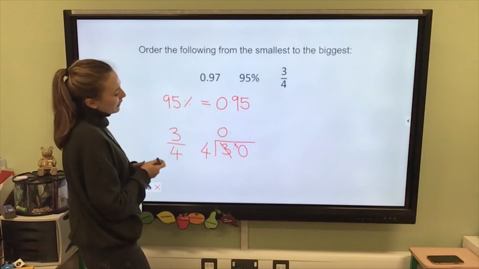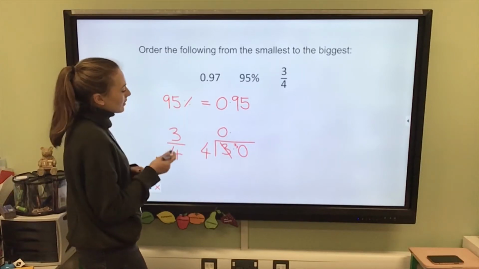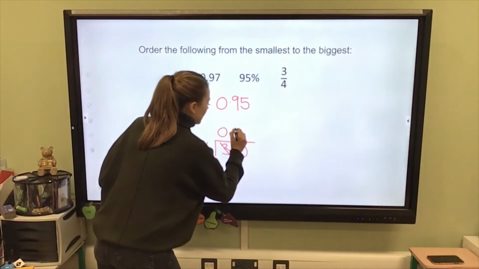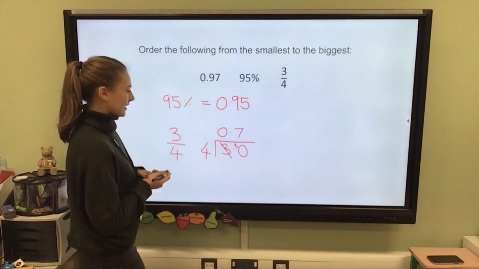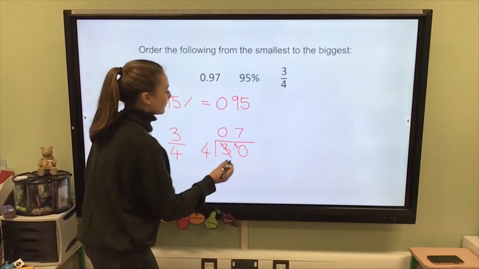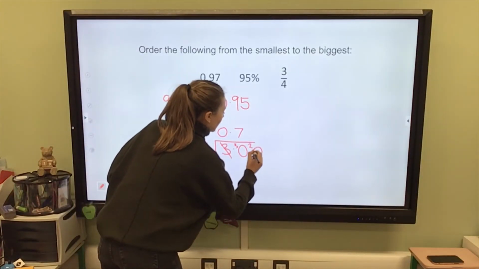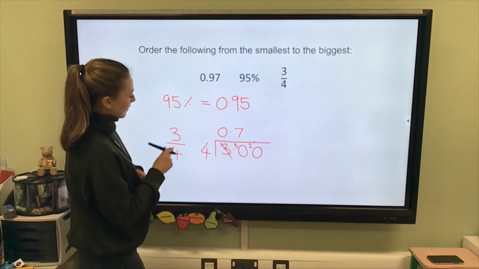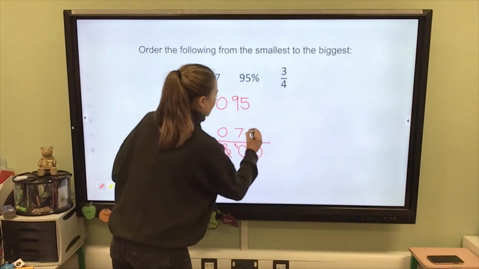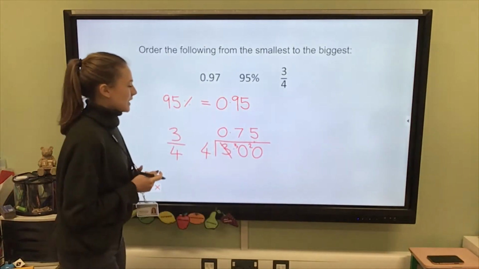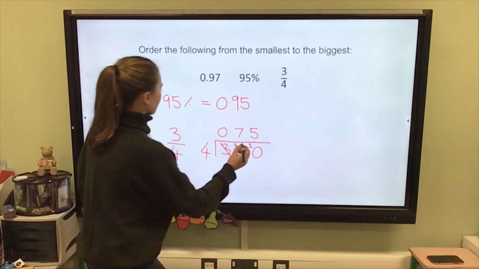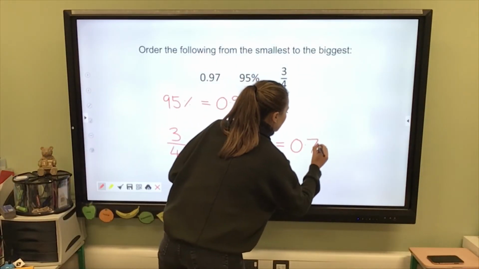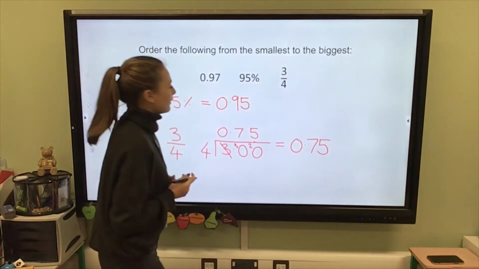How many times does 4 go into 30? Okay, so I know my 4 times table. I know that 4 multiplied by 7 is 28. Okay, so then I've got 2 left over, so I'm going to carry my 2 over with my 0 placeholder there. Okay, so how many times does 4 now go into 20? I know that 4 goes into 20 5 times. Okay, so that means that 3/4 is equivalent to 0.75.